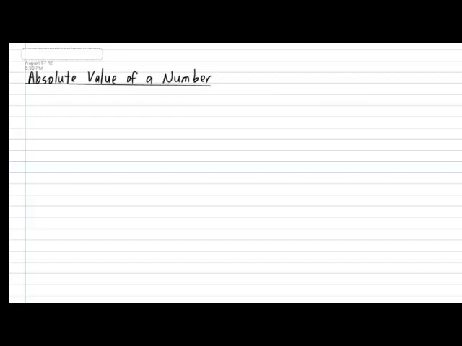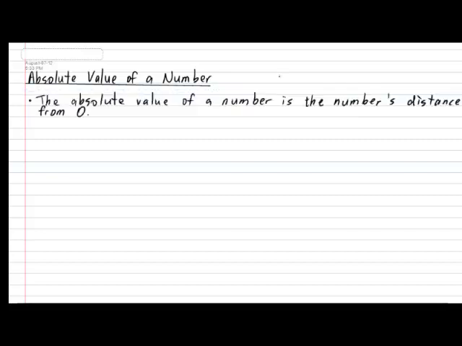Well, the definition of absolute value is actually extremely easy. In the simplest terms, the absolute value of a number is that number's distance from zero. Here are a couple of examples of what I mean by how far that number is from zero.